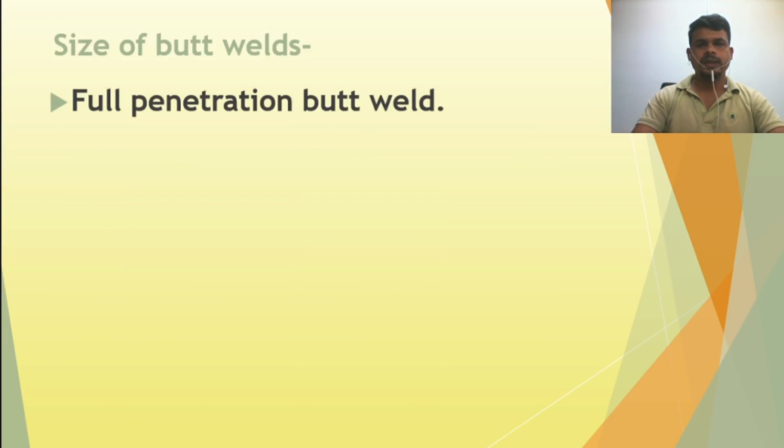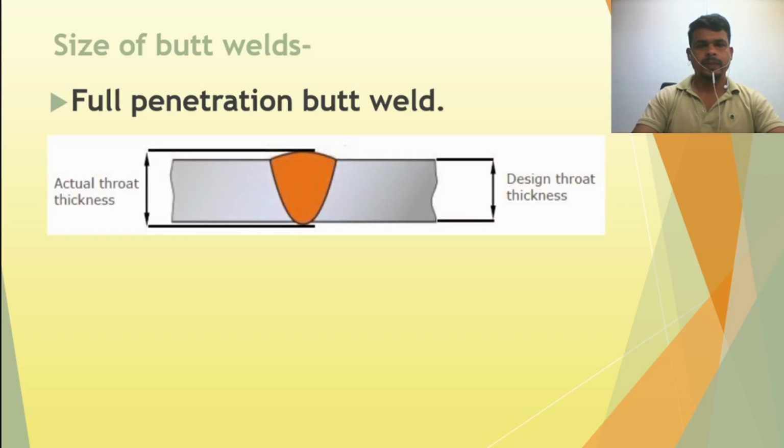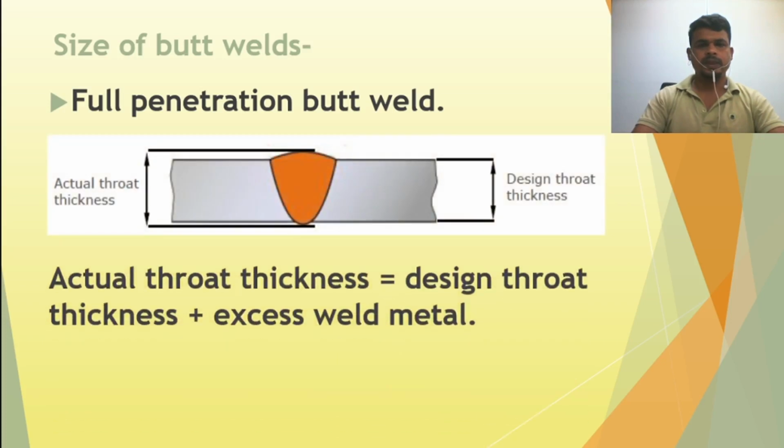So full penetration butt weld. For full penetration butt weld, what is the size of weld? You can see in the picture, this is the actual throat thickness after welding. And this is the design throat thickness. So for this type of joint, the minimum size of weld will be the design throat thickness. For this figure, actual throat thickness equals design throat thickness plus excess weld metal. So this is the actual throat thickness.